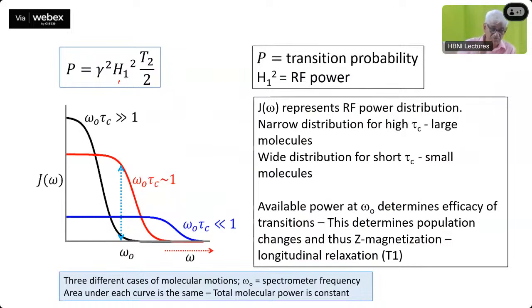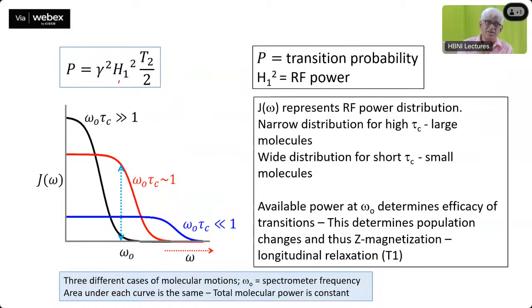Suppose your spectrometer frequency is omega naught and tau c is such that omega naught tau c is much larger than 1. Then your spectral density function will be like the black curve. This means omega naught is the same, but tau c is very large, and this represents large molecules. Why? Because of the sluggish motions. Tau c is large, meaning the motions are very sluggish, so it is applicable to larger molecules.